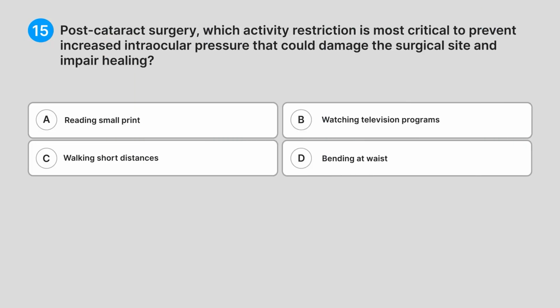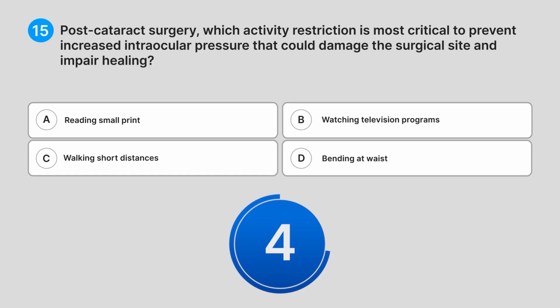15. Post-cataract surgery. Which activity restriction is most critical to prevent increased intraocular pressure that could damage the surgical site and impair healing? A. Reading small print. B. Watching television programs. C. Walking short distances. D. Bending at waist. Can you guess the answer?